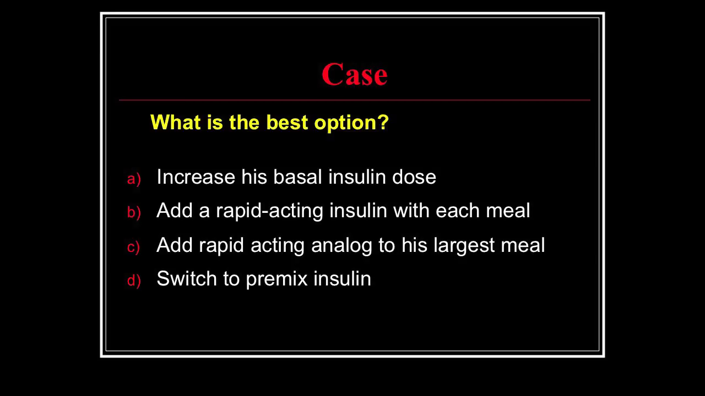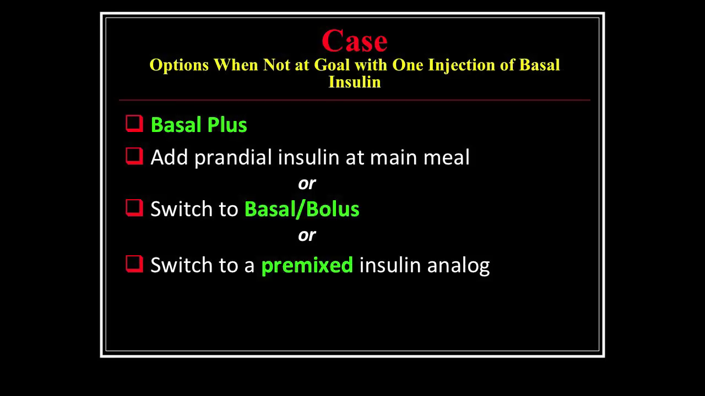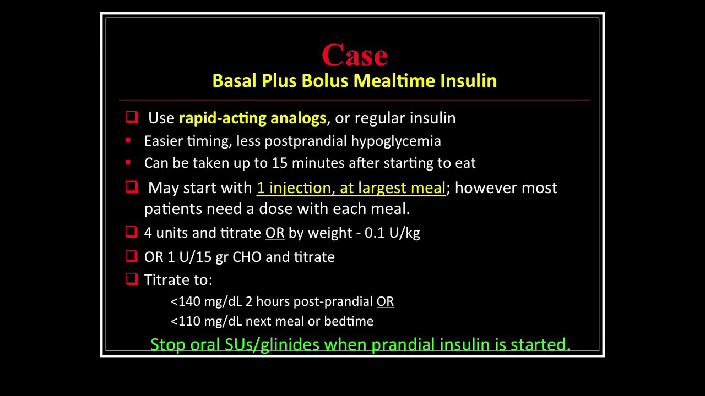Okay. Then, what is the best option at this point? Increasing the basal insulin is for sure not it, but the best option is going to be either starting basal and bolus. We can add prandial insulin at the largest meal, or we can switch to premix, which Dr. Davidson discussed.